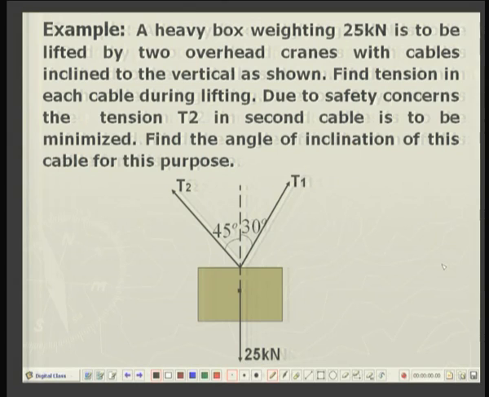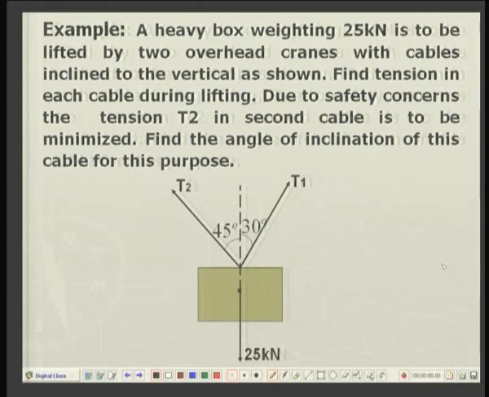The second part of the problem is that, due to safety concerns, the tension T2 in the second cable is to be minimized, otherwise it may break and there can be an accident. So, find the angle of inclination of this cable for this purpose. Here is a box, here is a load acting downward, the weight, that is 25,000 newtons or 25 kilonewtons, and these are the two forces. So, for just lifting the box, the sum of these two vectors should be equal to exactly 25 kilonewtons in the vertical direction.